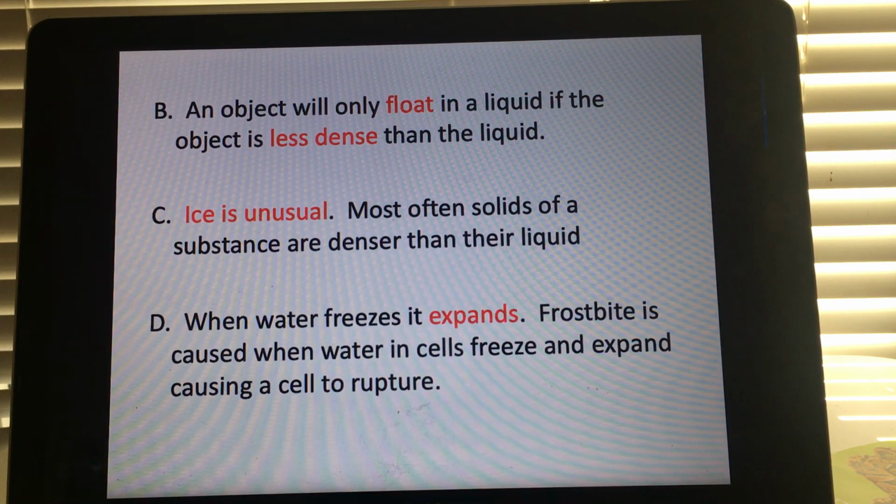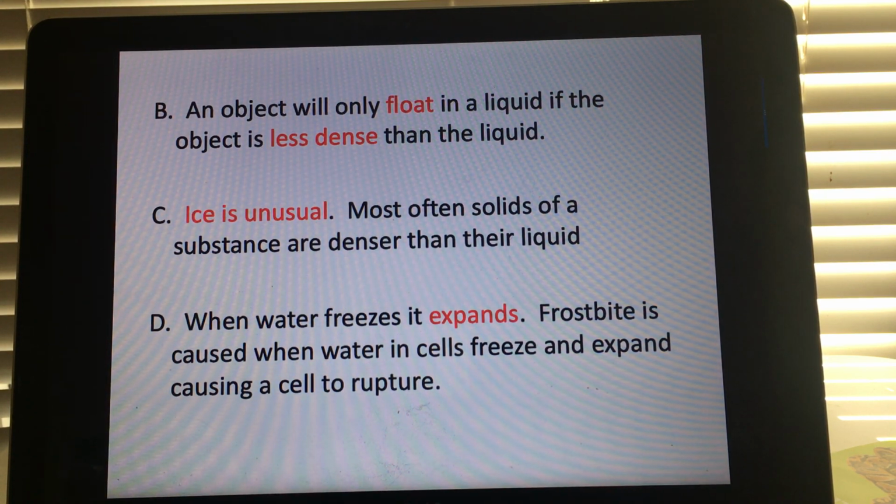So a biological implication of water expanding when it freezes is actually frostbite. So frostbite is caused when the water in cells freezes and expands, and causes cells to rupture. And typically this happens in the extremities, like your fingertips and toes, and sometimes the tip of your nose. Because when you're in a really cold environment, your capillaries actually contract and really bring the blood to the core of your body to keep your body temperature from dropping dramatically, but sometimes at the expense of a finger or a toe.